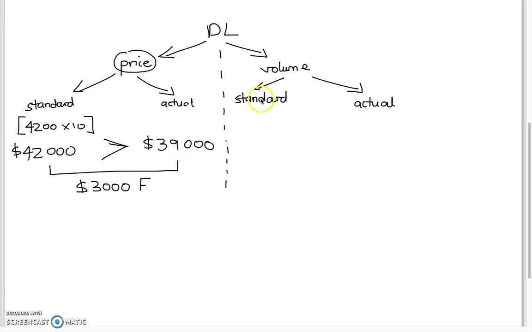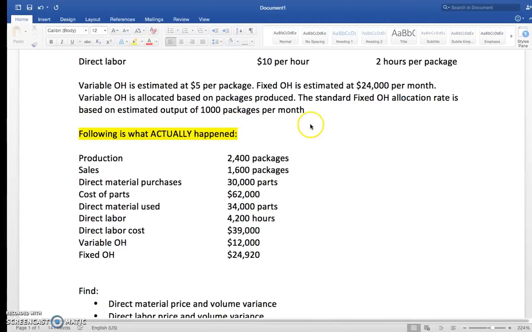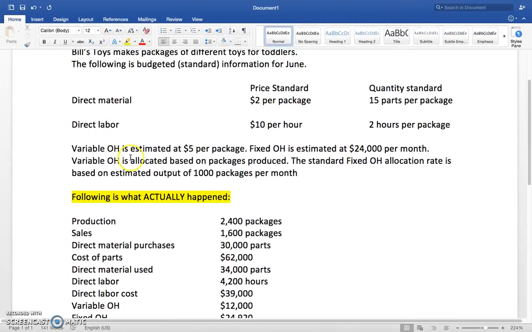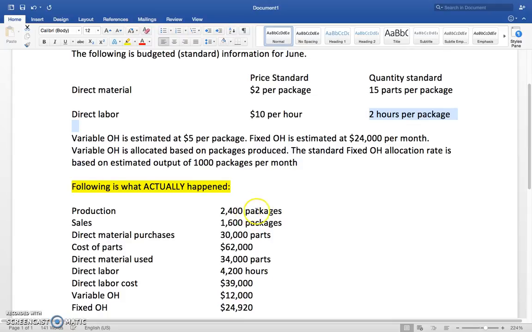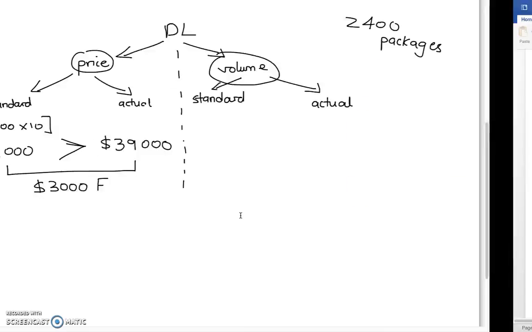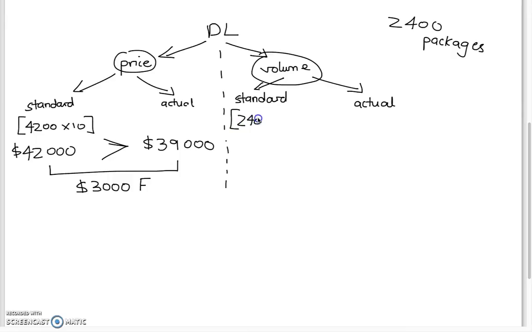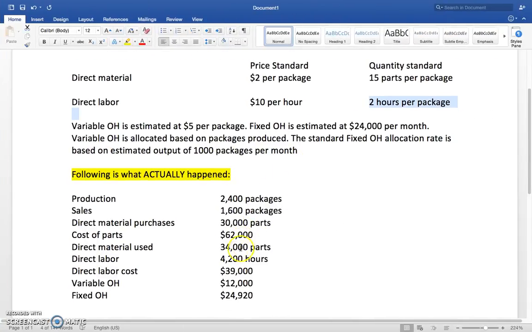Moving on to volume. Same procedure. Volume changes. That's a variable that changes, but that volume is based on the actual level of activity, which is 2,400 packages. Let's move back. So my budgeted or my standard rate was that I would be spending 2 hours per package, right? So in order for me to manufacture 2,400 packages, it would take me, that's my standard, 2,400 times 2 hours, that's 4,800 hours.